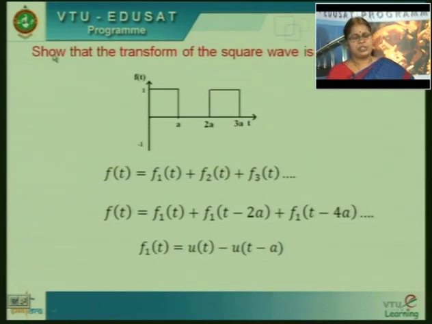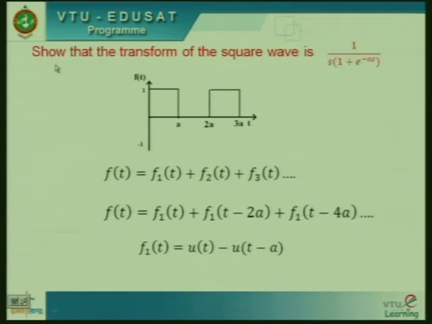Now, let us take another example. Here the problem given is, show that the transform of the square wave shown in figure is 1 by s into 1 plus e power minus as. So, aim is to prove that the Laplace transform of this function is 1 by s into 1 plus e power minus as. Let us see how to do it. It is a very simple problem.